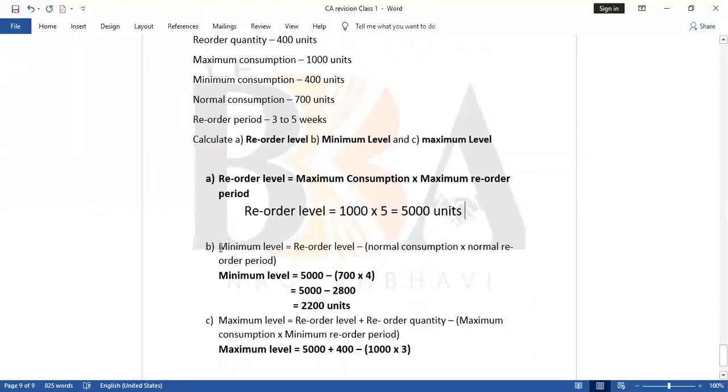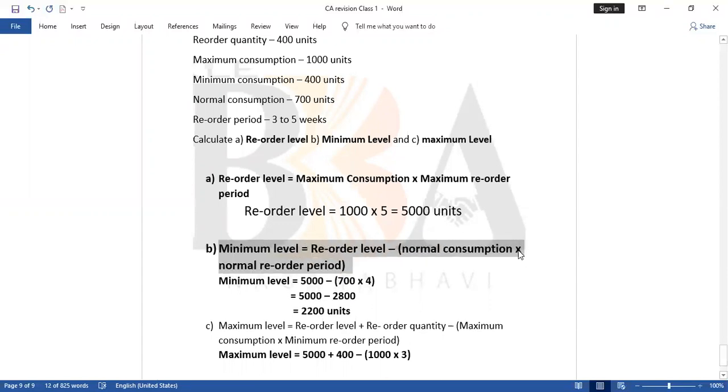Next, moving on to the calculation of minimum stock level. Again, you have a formula to calculate minimum stock level. The formula is: minimum stock level is equal to reorder level minus normal consumption into normal reorder period. The reorder level we've already calculated, and that is 5000 units. So I take 5000 minus normal consumption, which is given to us in the question as 700, and the normal reorder period is nothing but the average reorder period.